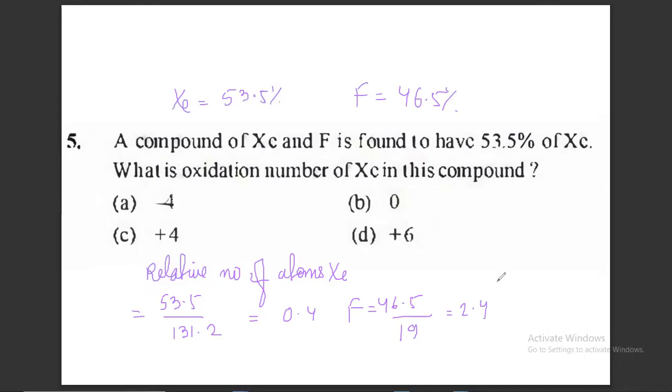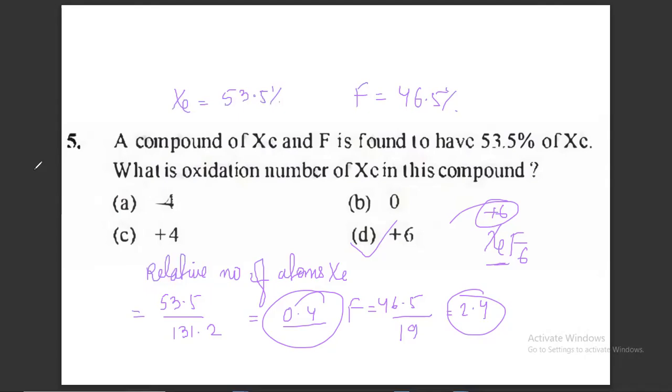So the simple ratio of these two is approximately 6, because when you divide both by 0.4, the answer is 1 is to 6. So the formula would be XeF6 and the oxidation state would be plus 6. The option for question number 5 is option D, the correct answer.